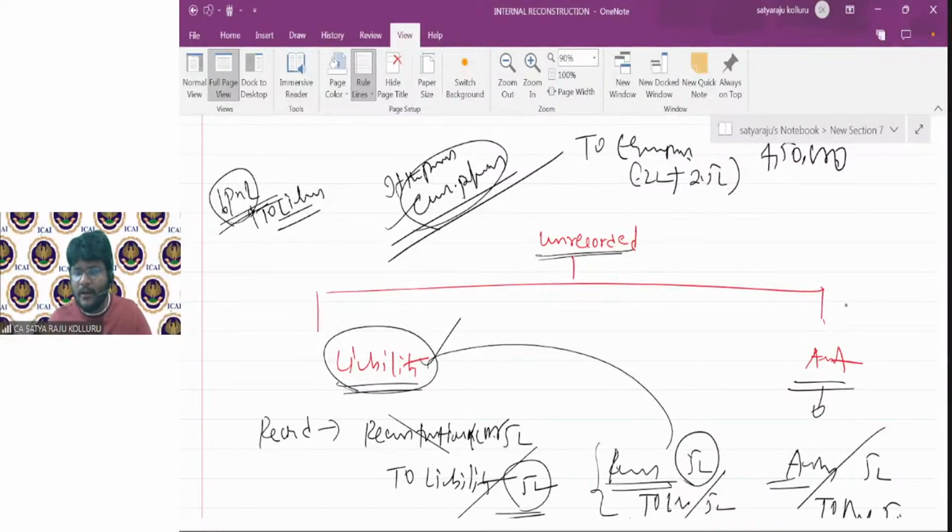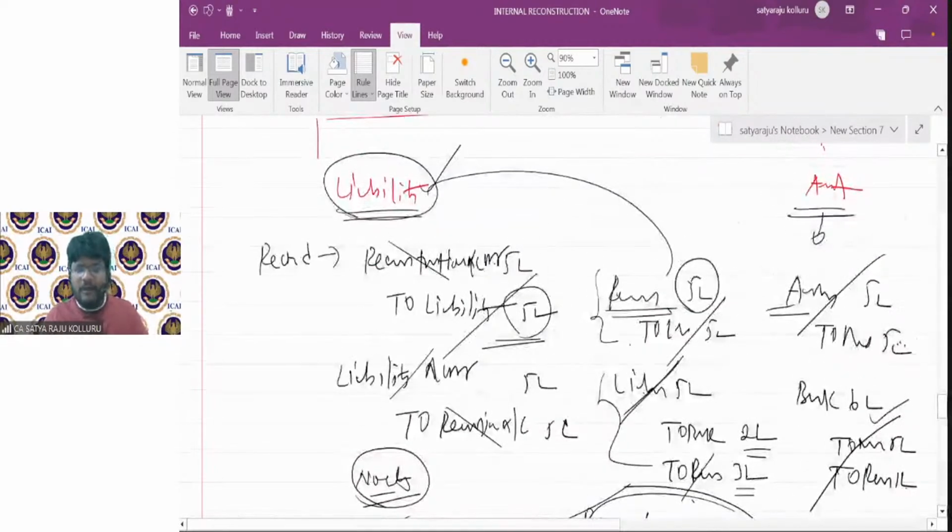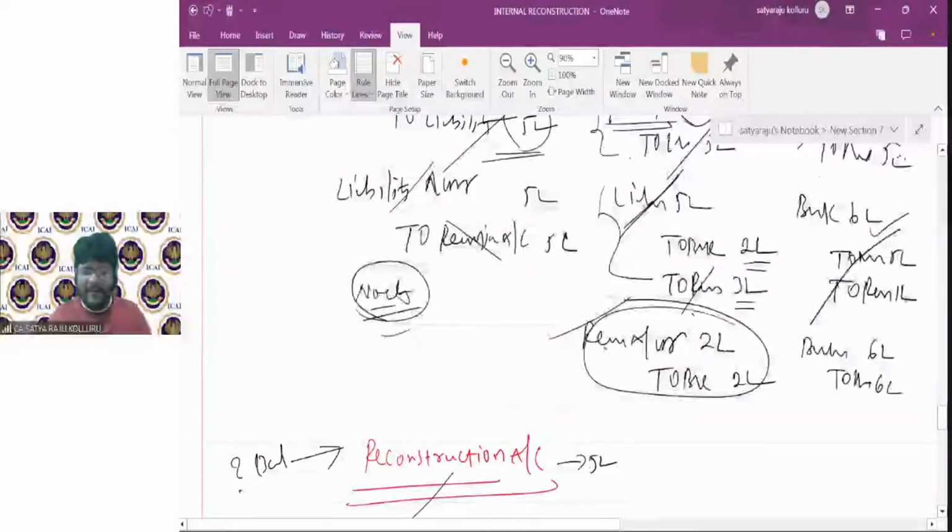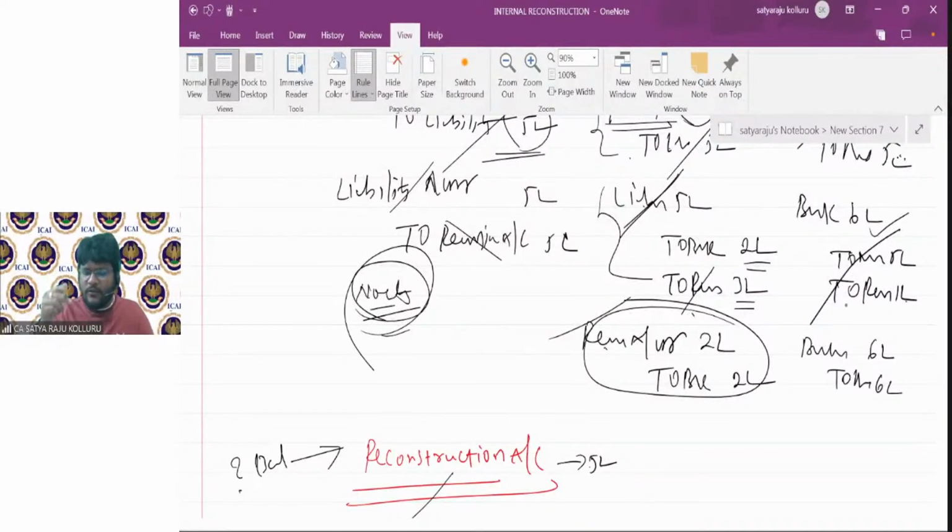Do you understand? If preference shareholders are ready to sacrifice such cumulative preference dividend, no need to record. The reason, as we already told you: if the liability is entirely sacrificed, then there is no impact. If you want to record it, first record reconstruction to liability, then reconstruction to preference dividend payable, then preference dividend payable to reconstruction. That's why there is no impact.